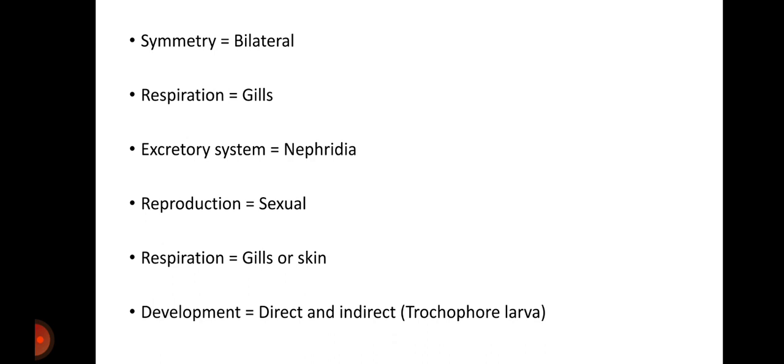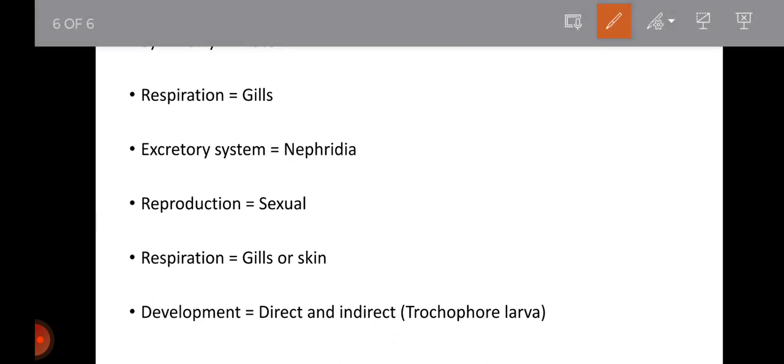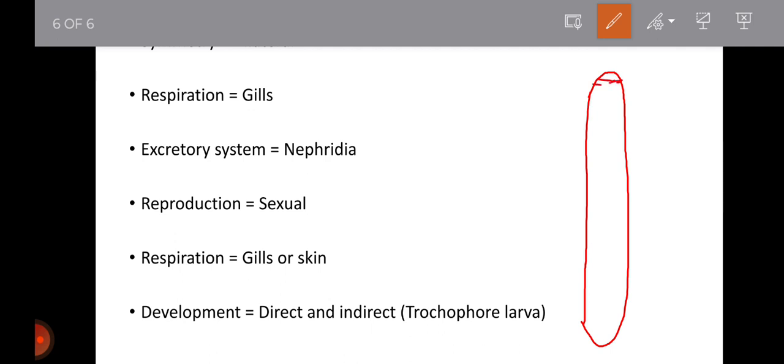Next, the symmetry is bilateral. Bilateral means, let me make you understand that. Suppose this is the organism, let us say this is the leech. Bilateral symmetry means you can cut this leech into two equal halves in only one plane.